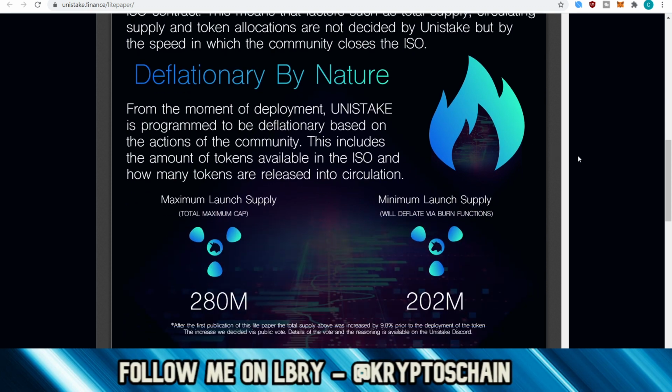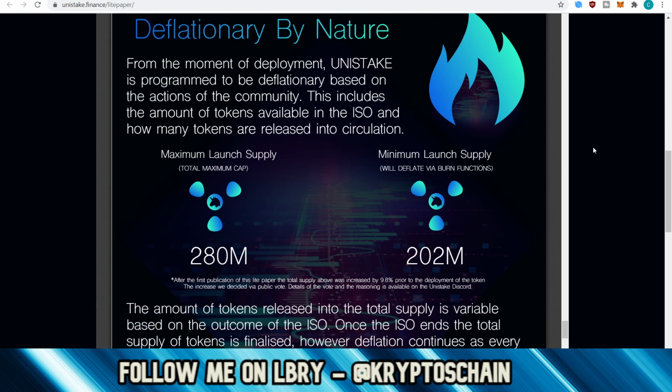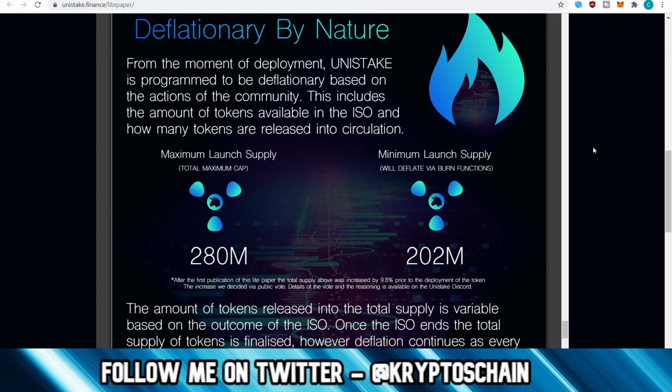They are deflationary by nature. So from the moment of deployment, Unistake is programmed to be deflationary based on the actions of the community. This includes the amount of tokens available in the ICO and how many tokens are released into circulation.